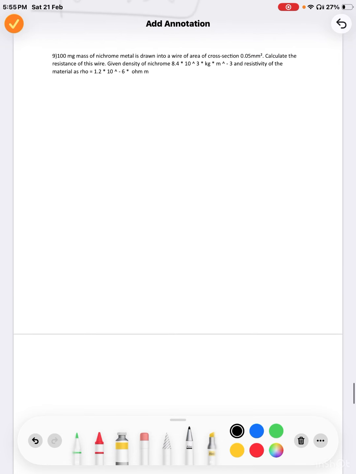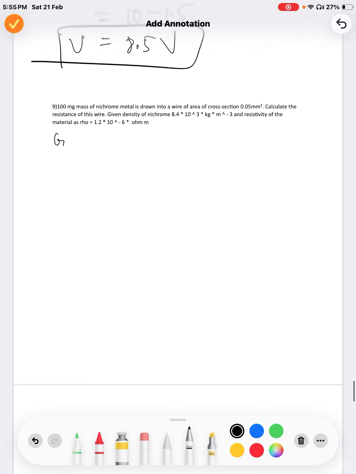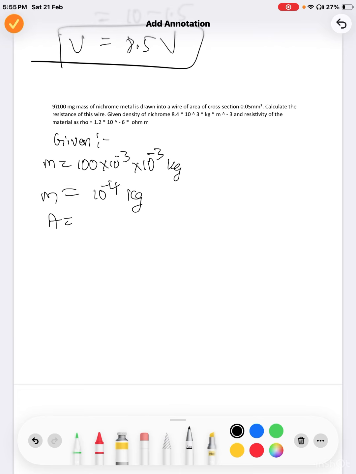So we'll move to the next question, the ninth one. Write the given data. So what is the given data? First thing they gave, mass is 100 milligram, 100 times 10 to the power of minus 3 gram, to kg, milli is minus 3, minus 3, so that becomes 10 to the power of minus 4 kg is the mass. And nichrome metal is drawn into a wire of cross section area 0.05 millimeter square. Millimeter to meter square is minus 3 square, minus 6 meter square.